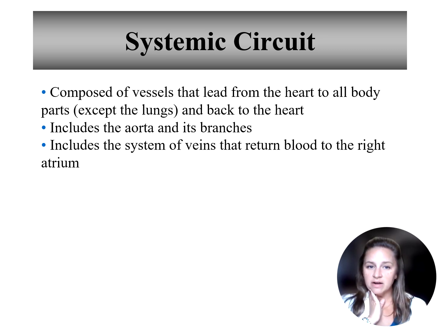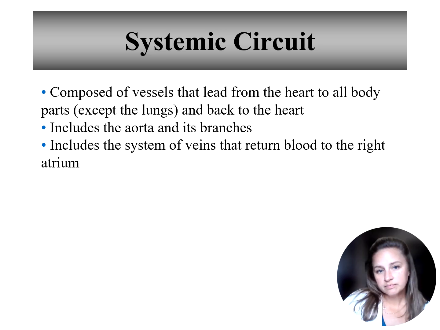So we're going to talk a lot about the different parts of the aorta and how the aorta supplies blood to all of the systems of the body. And we also will talk about the system of veins that return the blood to the right atrium. So it leaves the left atrium, returns to the right atrium.